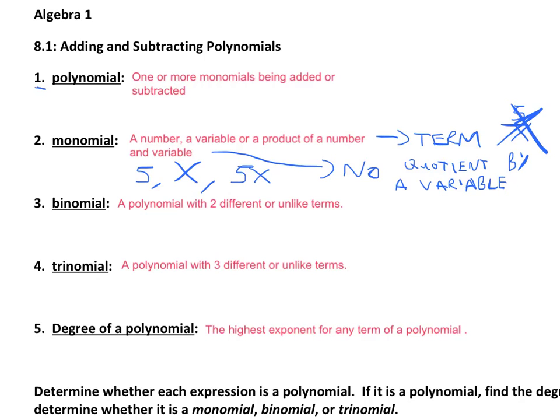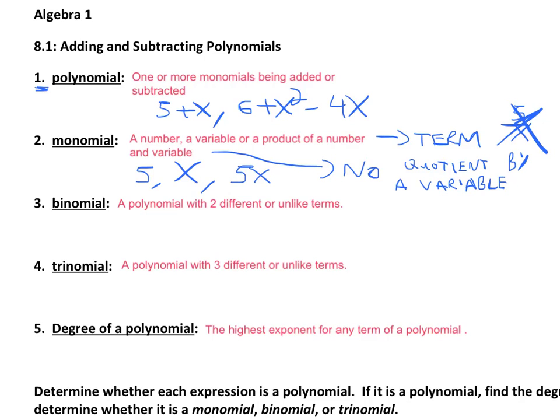Now if I move here to polynomial, poly means many or more than one. Now we say it's more than one, but it's also one. It's one or more monomials being added or subtracted. Many examples. I could have, let's see here, 5 plus x. Right, that's 2 terms. I could have 6 plus x squared minus 4x. Okay, that's 3 terms. So polynomial means you could just have one term, or you could have as many as you want that are all being added or subtracted together.